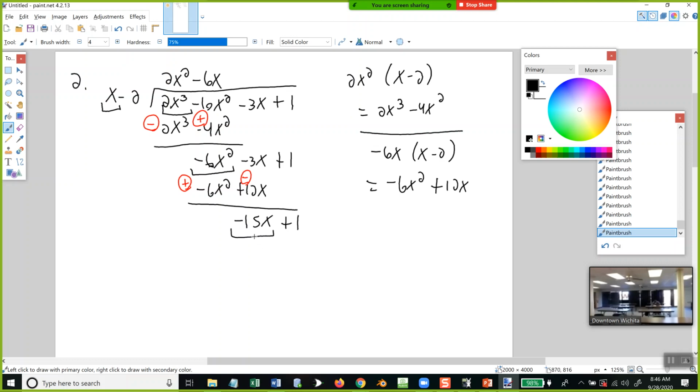And we repeat. Again, we look at the first term of each side, what goes up on top, and ask ourselves what times x gives us negative 15x, and that'd be negative 15. Whatever you put up on top, you multiply by what's out in front. So I'm going to take that negative 15 times the x minus 2, and that gives us negative 15x plus 30.